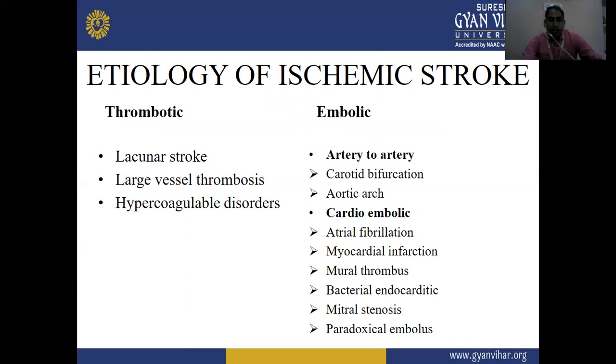Embolic stroke occurs when a blood clot that forms elsewhere in the body breaks loose and travels to the brain via the bloodstream and intracranial vessels, which supply blood to the brain.